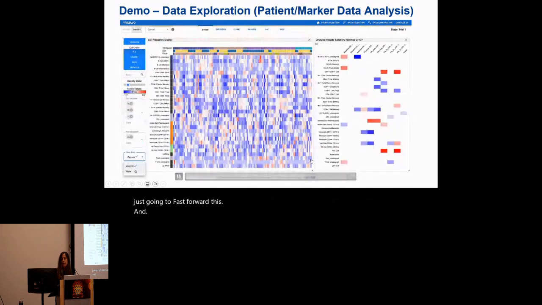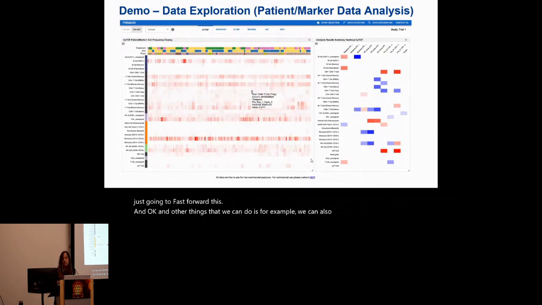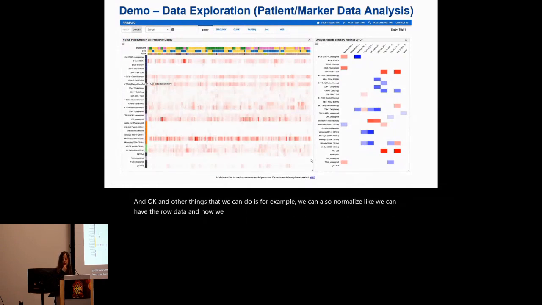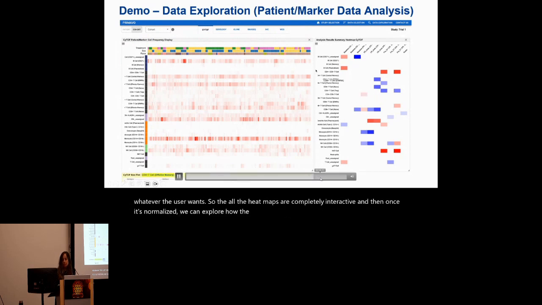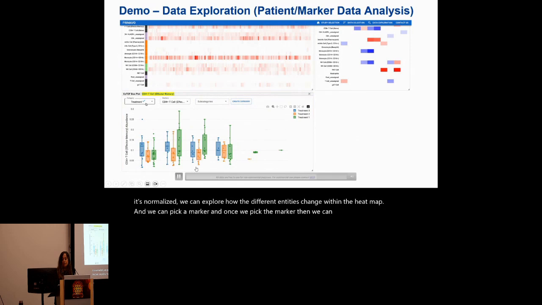And other things that we can do is, for example, we can also normalize. We can have the raw data, and now we just z-normalized it, so we can also normalize it based on whatever the user wants. So all the heat maps are completely interactive, and once it's normalized, we can explore how the different entities change within the heat map. And we can pick a marker, and once we pick the marker, we can see in real time how it changes in terms of different measurements over time of the patients.